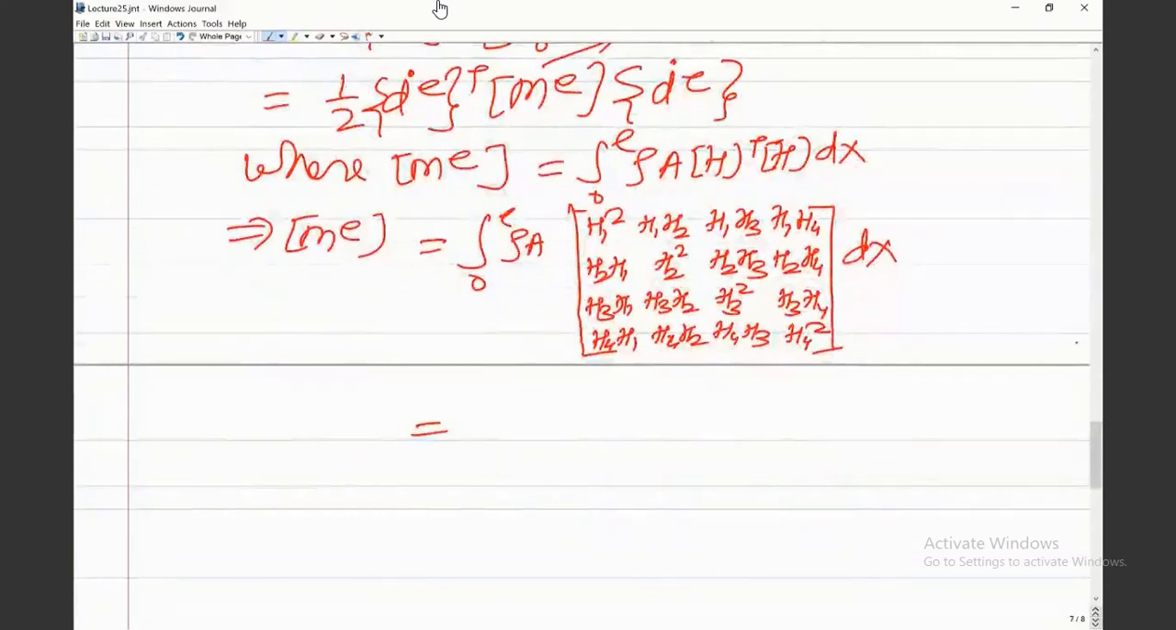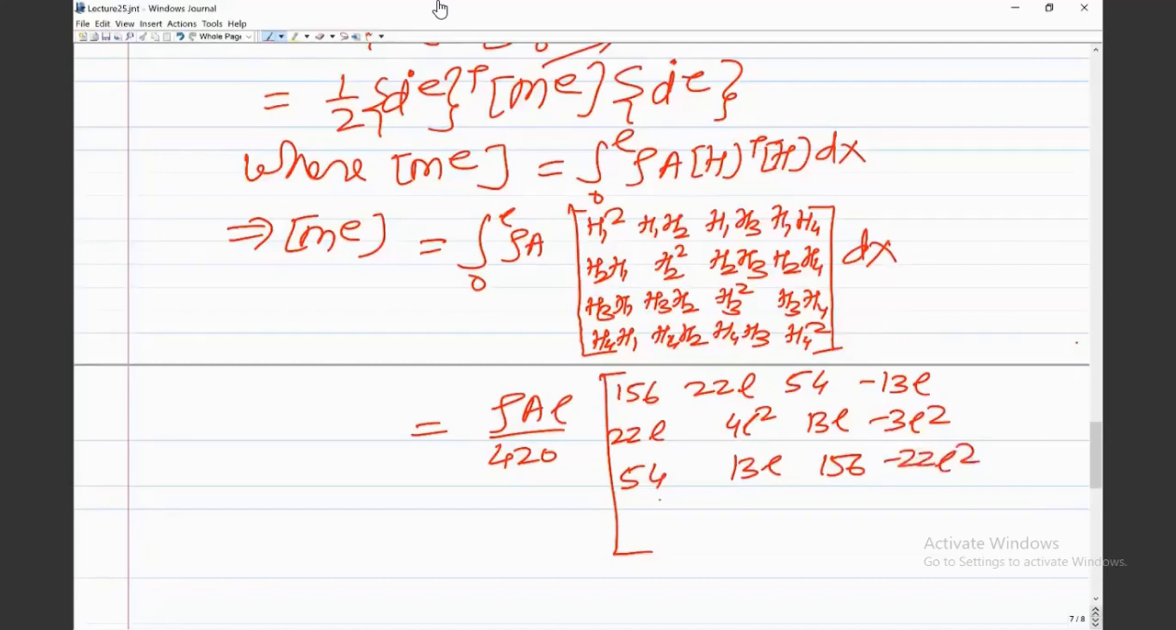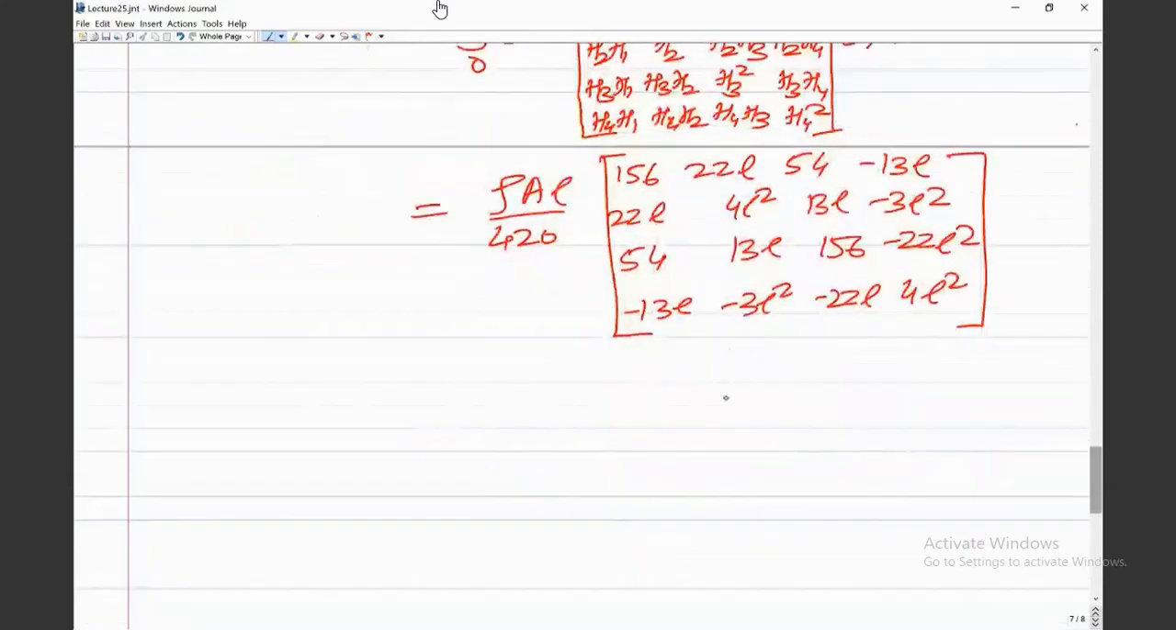So assuming that rho A is constant within the element, we can write this as rho A L by 420, and now if you perform the integration, finally this comes out as the mass matrix. The elements are 156, 22L, 54, minus 13L, and then 22L, 4L square, 13L, minus 3L square. The third row is 54, 13L, 156, minus 22L, and then minus 13L, minus 3L square, minus 22L and 4L square.